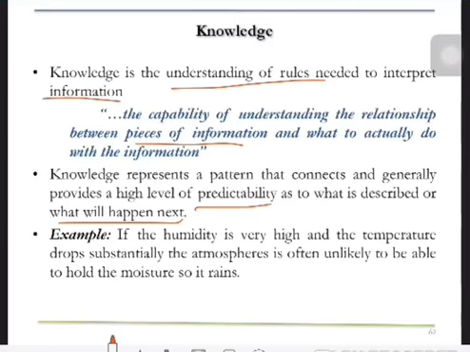Example, if the humidity is very high, this one is one piece of information, and the temperature drops, the second information. Essentially the atmosphere is often unlikely to be able to hold the third information. So it rains.